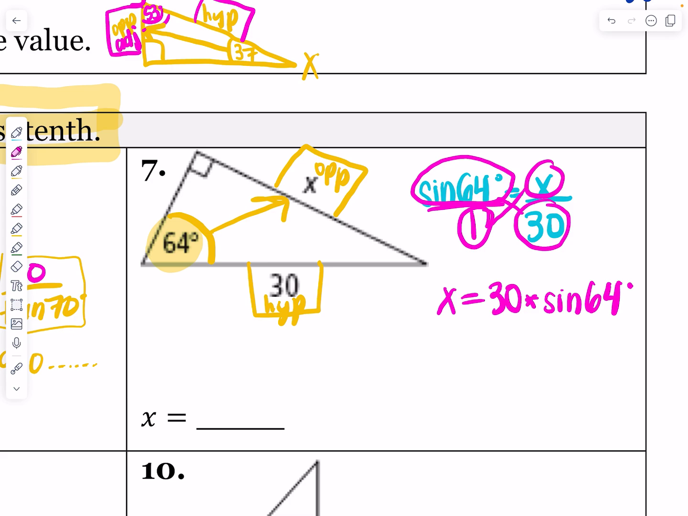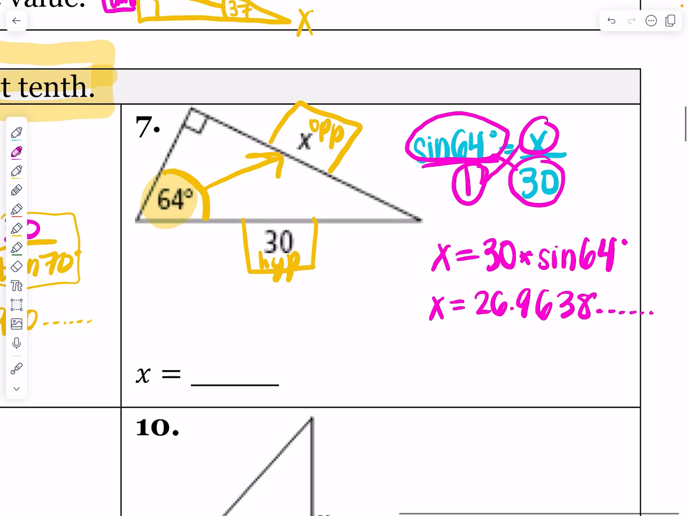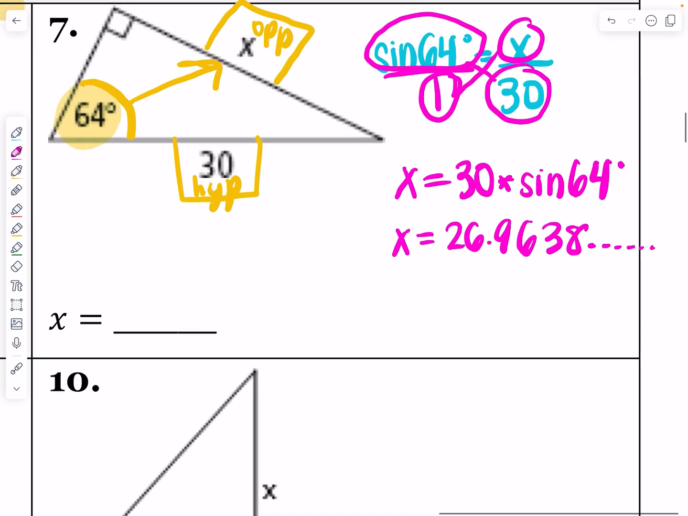So when I type that in, 30, y'all can see how easy it is to make a mistake, times the sine of 64, and that is going to give me exactly 26.9638... Okay? So when we round this to the nearest tenth, we look at the 9, that's in the nearest tenth spot. The 6 is going to tell that to round up. So since that rounds up to 0.0, this is going to be approximately 27.0.